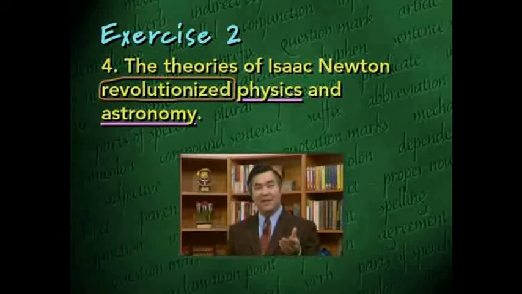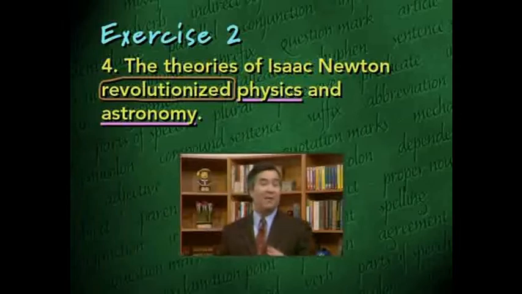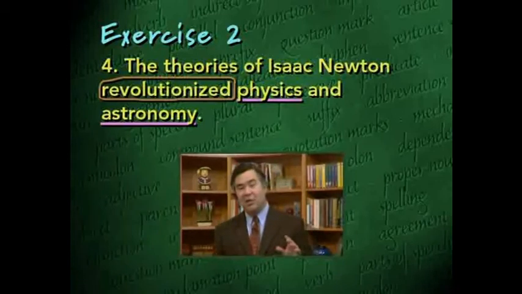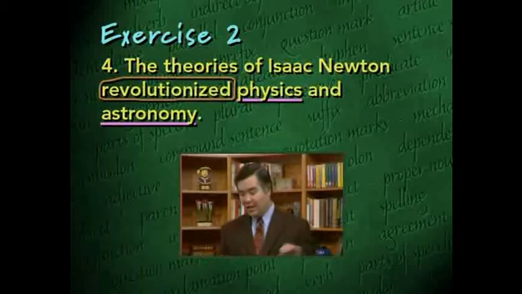So we have, in this sentence, a compound direct object. Remember, a direct object can include 2 or more things, joined usually by a coordinating conjunction, like and. So in this sentence, there are 2 direct objects joined by the word and, physics and astronomy.